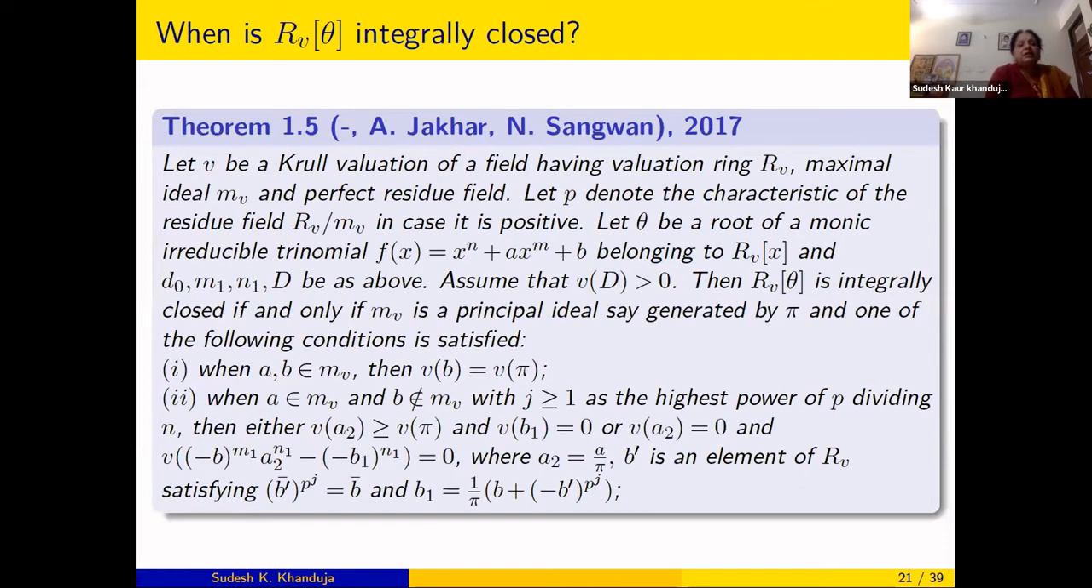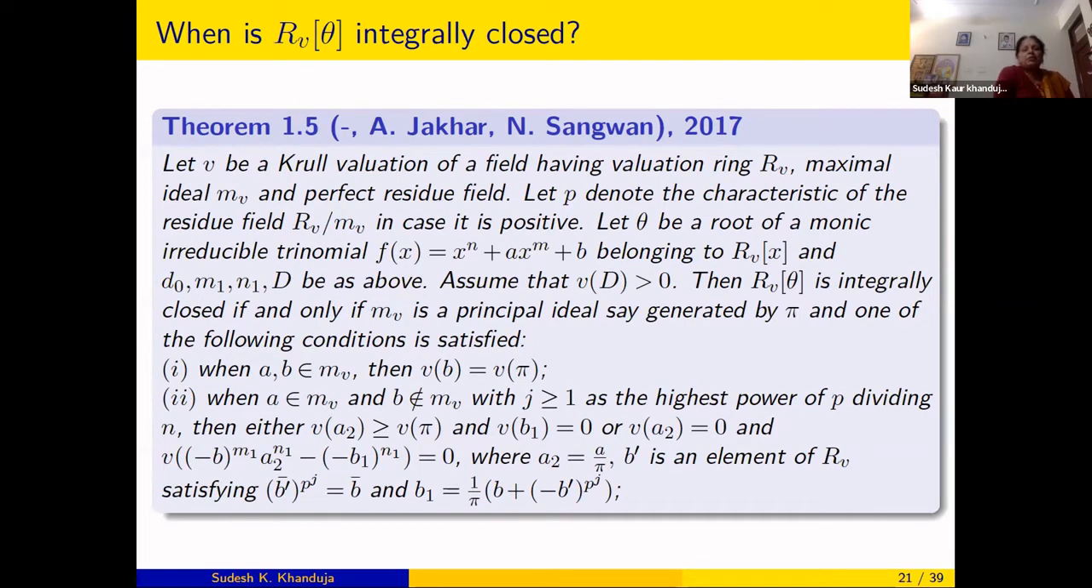And what did Jakhar and Sangwan prove in 2017 regarding this? Let V be a Krull valuation of a field K having valuation ring RV, maximal ideal MV, and a perfect residue field. We could not do without the residue field being perfect. Let p denote the characteristic of the residue field RV mod MV in case it is positive. Otherwise the characteristic is 0.